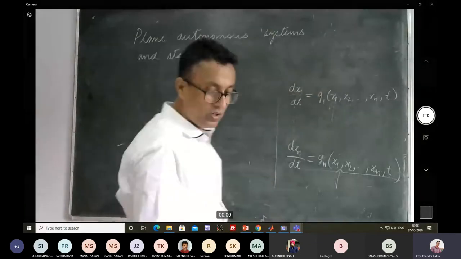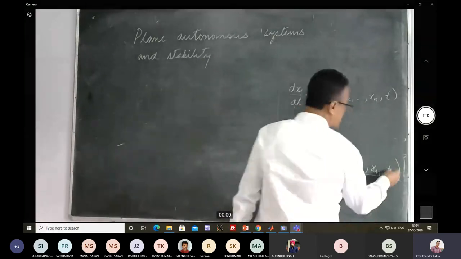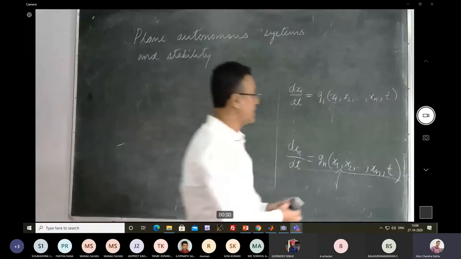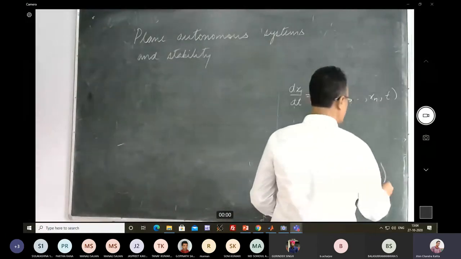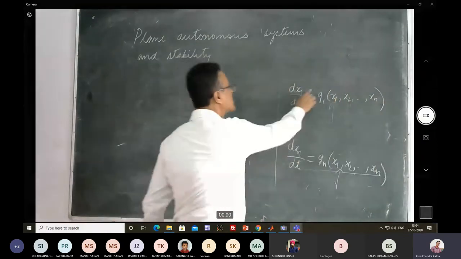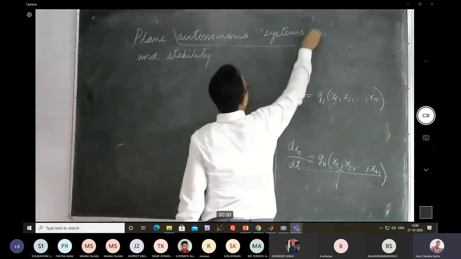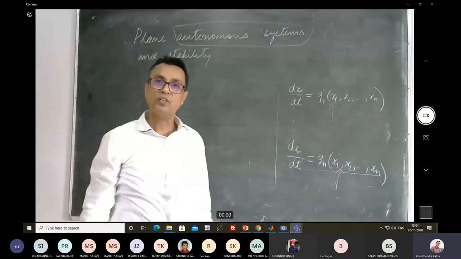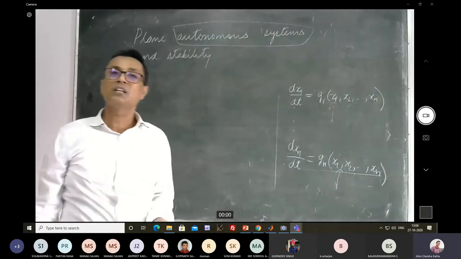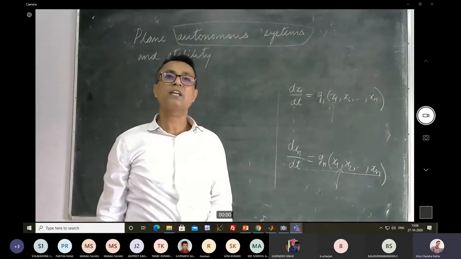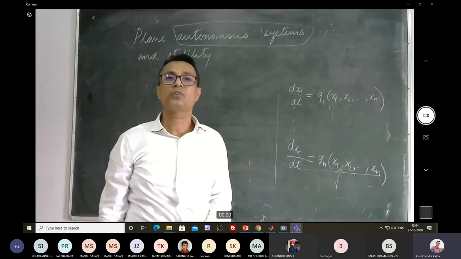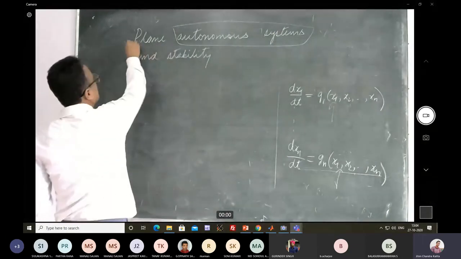Okay, fine. So now, if this independent variable t is not explicitly present on the right hand side, so suppose my system of equations were simply something like this, then I would call this system of equations an autonomous system of equations. Is it okay with everybody? Fine. And again, from now onwards, the independent variable t, I would like to relate that with time, so that it is easier for you to visualize and understand the concepts. Okay, fine. So now, what is a plane autonomous system?